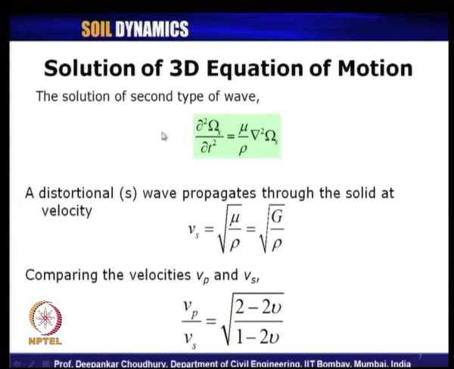Then for the second type of wave equation, we have seen this is the form of the equation, and the secondary wave or S wave is expressed in terms of Lami's constants like this, which if we express in terms of shear modulus, it comes out to be root over G by rho. And comparing the expressions for velocities of primary and secondary waves, we obtain that the ratio of primary wave velocity to secondary wave velocity is just a function of Poisson's ratio of the material and is expressed by this expression.